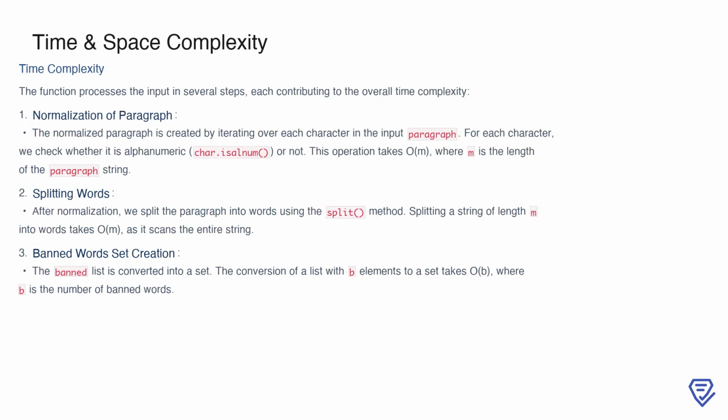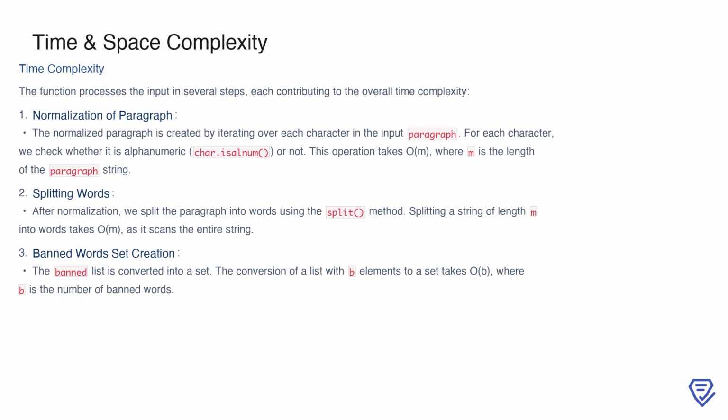To analyze the time complexity of this solution, we start by breaking down the various steps involved. First, we normalize the paragraph. This involves iterating through each character of the input string, checking if it's alphanumeric or not. Since this operation processes every character one by one, its time complexity is O(m), where m represents the length of the paragraph. Next, we split the normalized paragraph into individual words using the split method. This operation also takes O(m), since it scans the entire string to identify word boundaries.